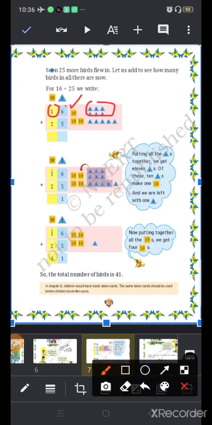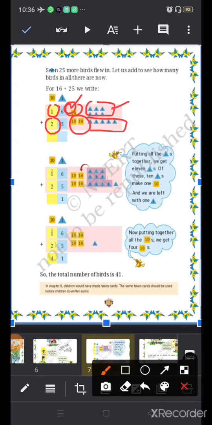So 10 plus 6 is equal to 16. Same down. 2 is showing 2 ten cards, and 5 is showing 5 blue cards. Okay, this is loose and this is group. This is not in group. Only the yellow is showing group, and this blue is showing loose.